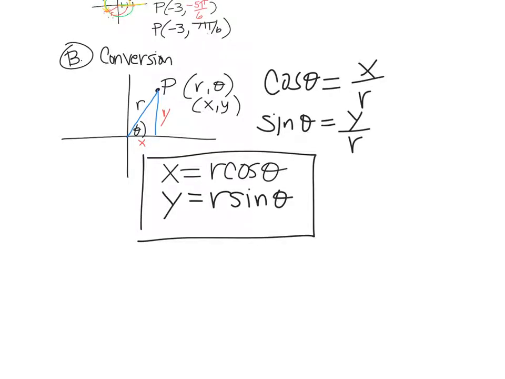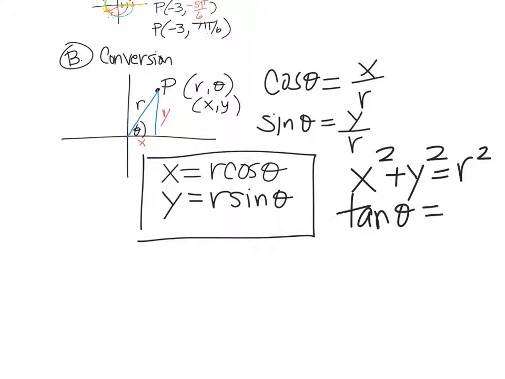Now the other way is kind of the same thing. Let's go ahead and write an equation with r in it. Using the Pythagorean theorem, we can say x squared plus y squared equals r squared. And to find out what theta is, we can say the tangent of theta in this triangle, what's the tangent of theta? Tangent of theta is y over x.